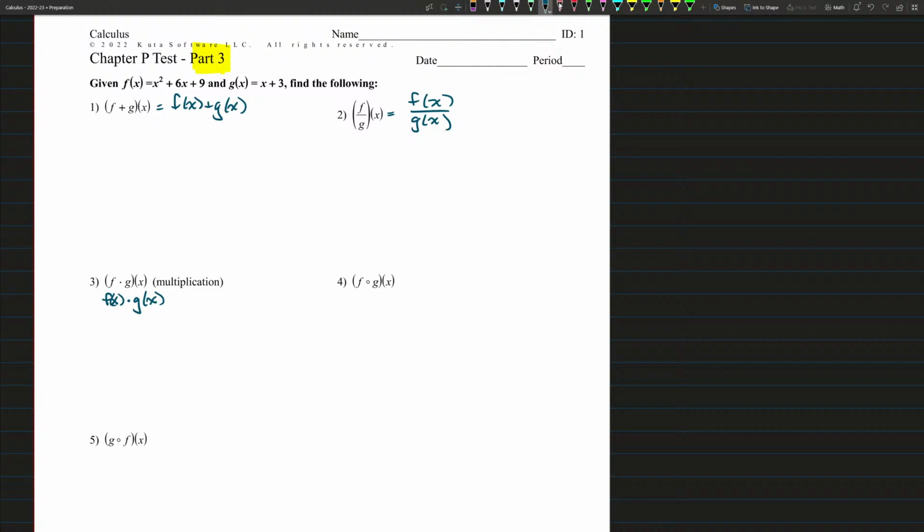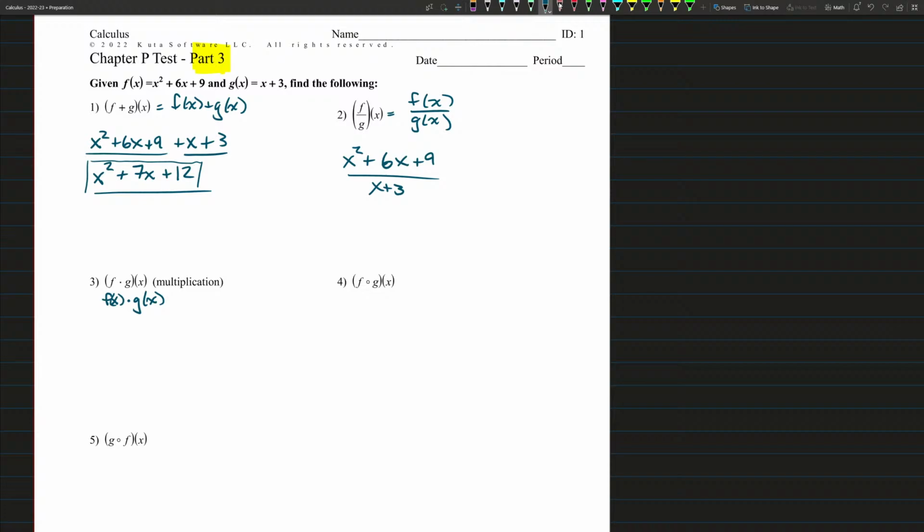All right, so number 1, we're just adding those two things together. So x squared plus 6x plus 9 plus x plus 3. So f of x plus g of x, we have x squared plus 7x plus 12. F over g of x, that is just x squared plus 6x plus 9 over x plus 3.